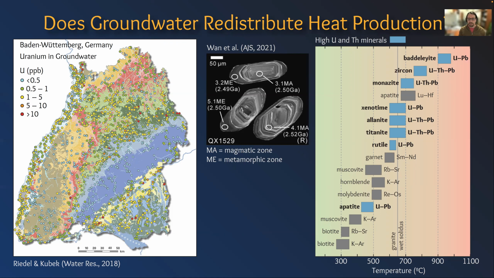But just one counterexample of that: if we look at zircons, this is a cathodoluminescence image of a few zircons. These zircons have a magmatic age of 2.5 billion years, and they have metamorphic ages around 2.5 billion years. So the metamorphic rims that sit around these zircons have been preserved for a very long period of time.